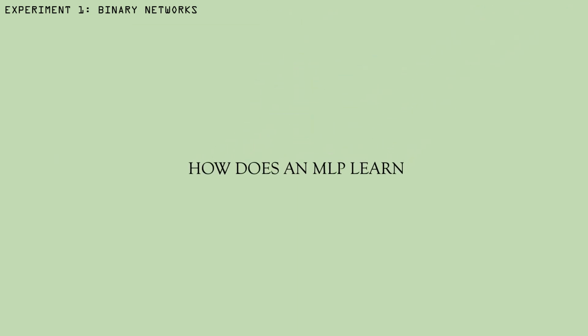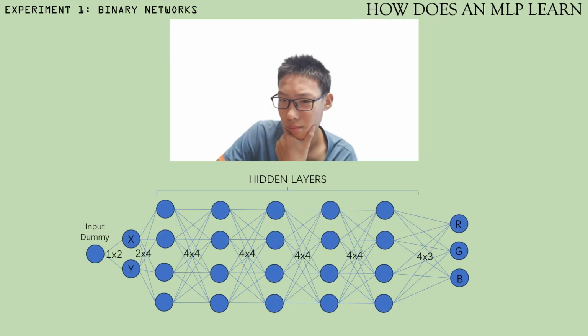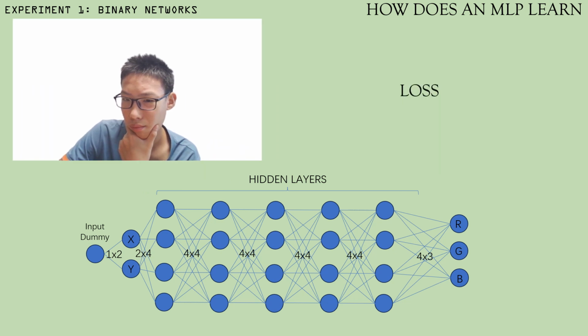But if the MLP is firstly randomized, it shouldn't perform well at a task at first because it doesn't know the image yet, and it's randomized. So how does an MLP actually learn the image? Well, we'll go back to the more abstract analogy with the neurons and connections. The whole thing about learning is based on the MLP's loss.